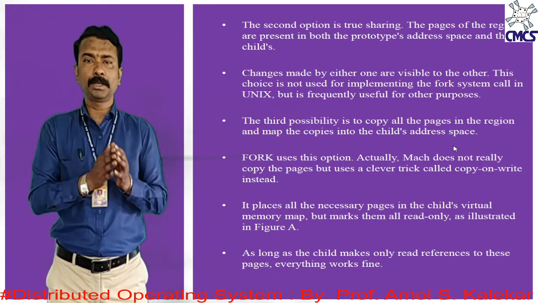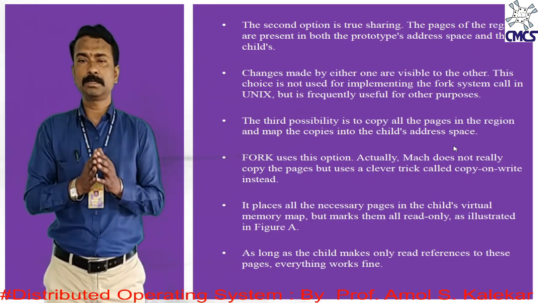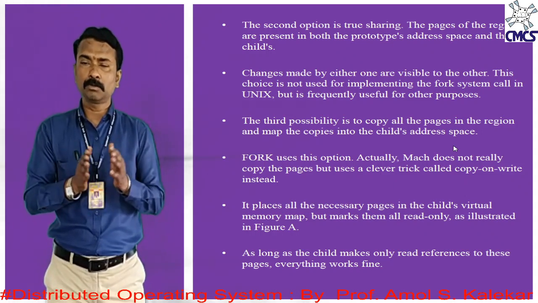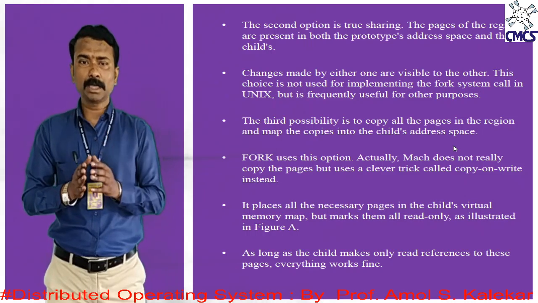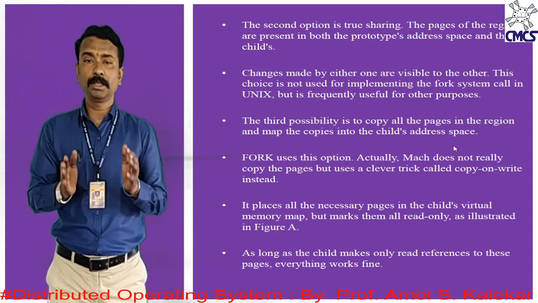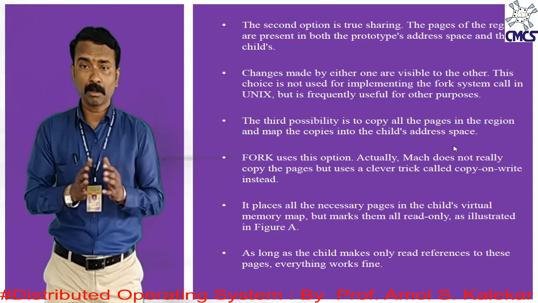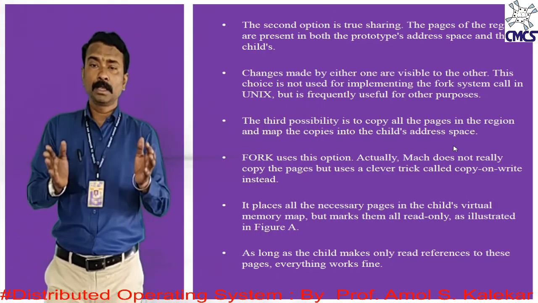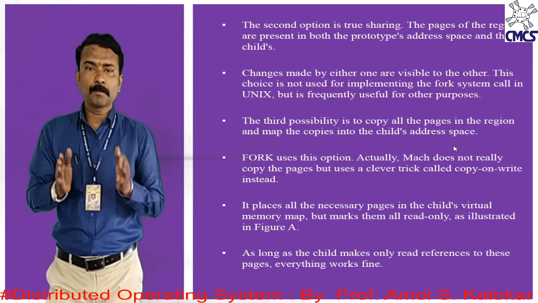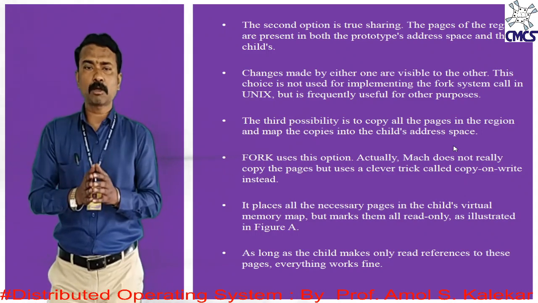The pages of the region are present in both the prototype address space and the child. Changes that are made by either one are visible to the other as well. This choice is not used for implementing the fork system call in Unix, but is frequently useful for other systems or for other purposes. Now, the third possibility is to copy all the pages in the region and map the copies into the child's address space. Fork uses this option.